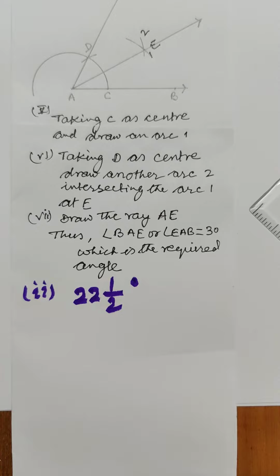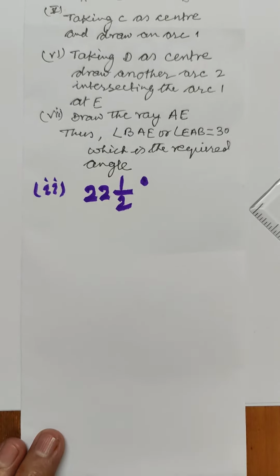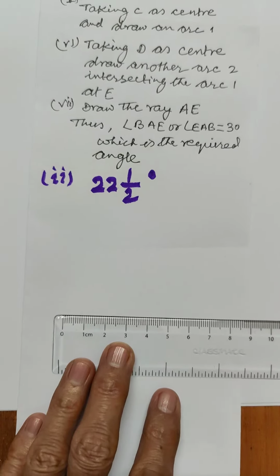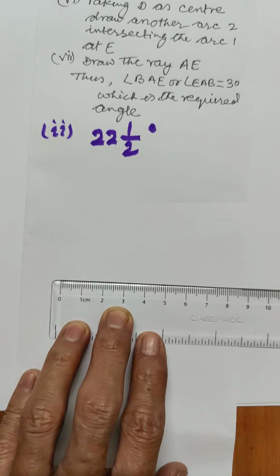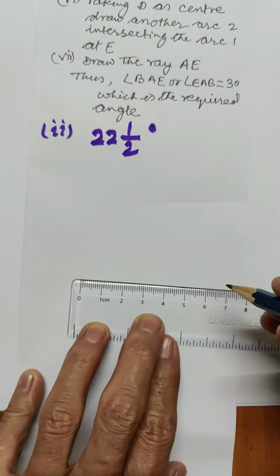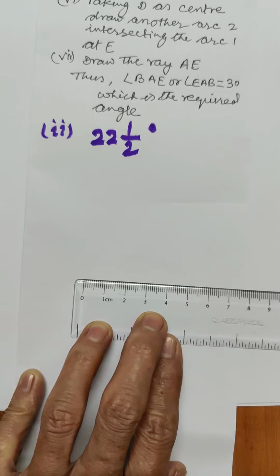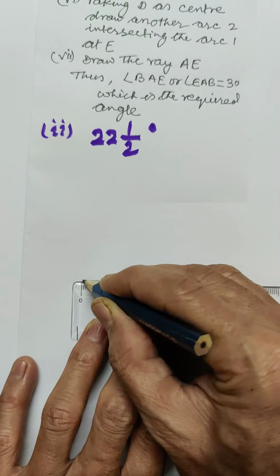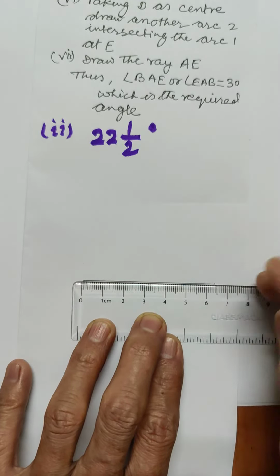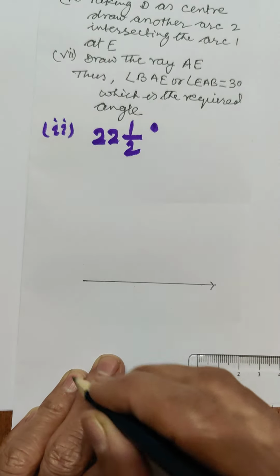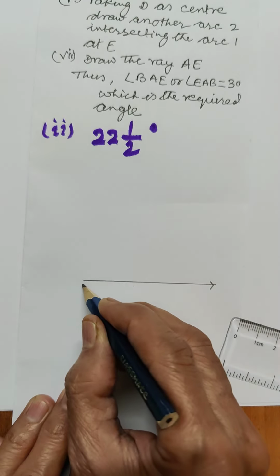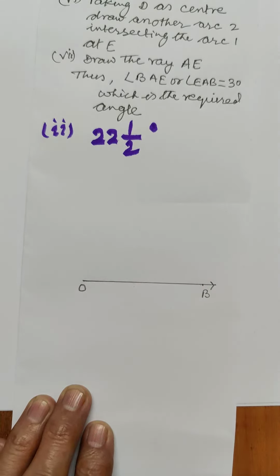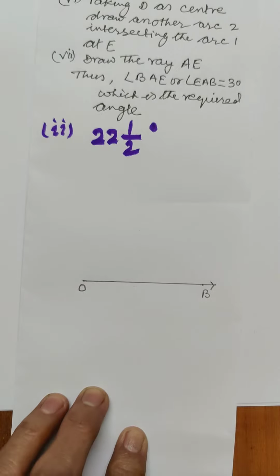So for this, again, first of all, we shall draw a line segment, taking O as the initial point, and this is B. We shall draw an angle of 90 degree as we have drawn in question number 1.